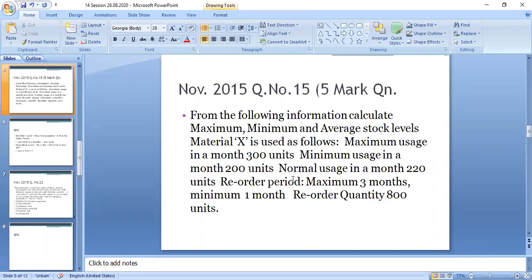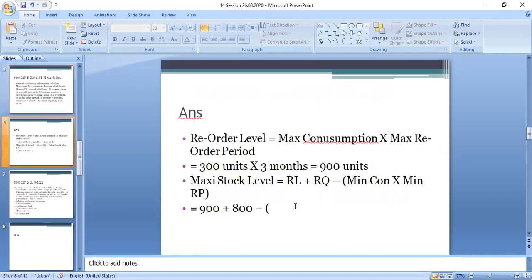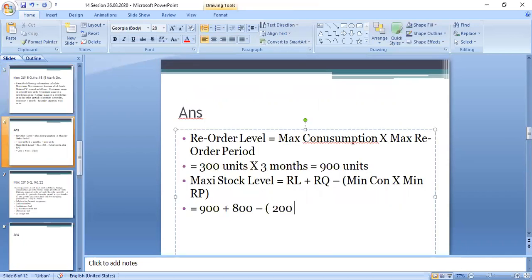What is the minimum consumption? Minimum usage in a month is 200 units, and minimum reorder period is 1. So 200 units into 1 month. So that answer will be 900 plus 800 minus 200, so 1500 units. This is the maximum stock level. So then next one is minimum stock level.